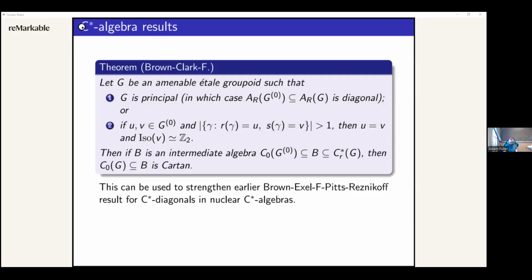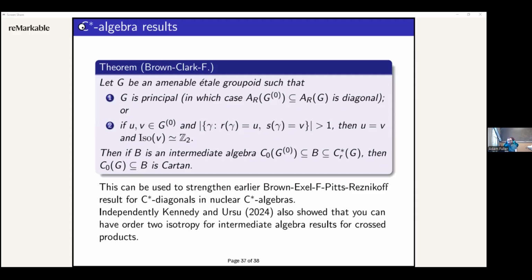I mentioned earlier a paper by Kendi and Ursu. They were looking at crossed products of C-star algebras, not necessarily abelian C-star algebras. In that setting, they had also realized that groups of order 2 allow for these types of results.